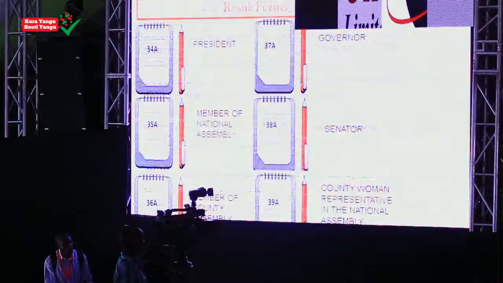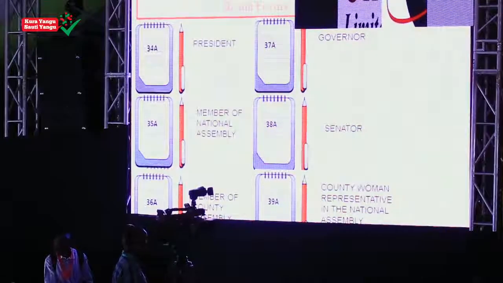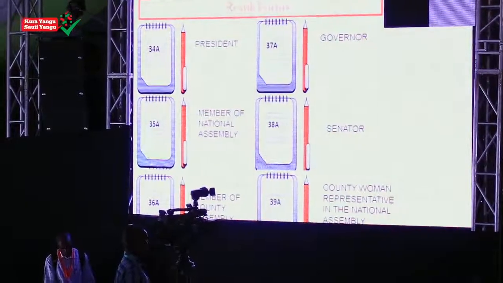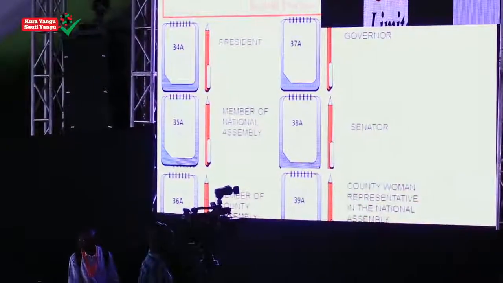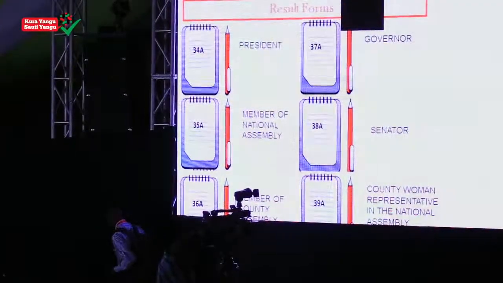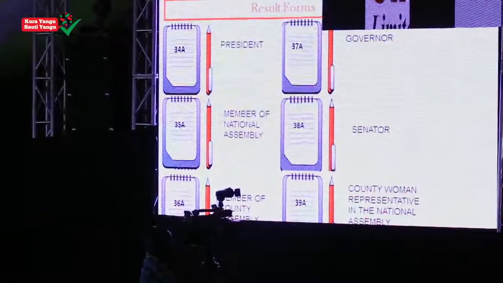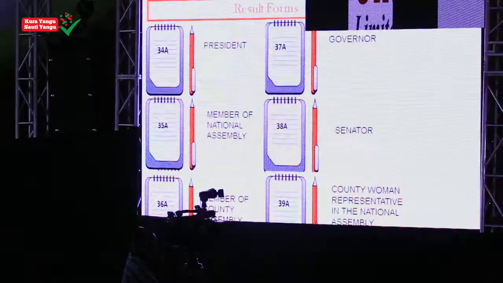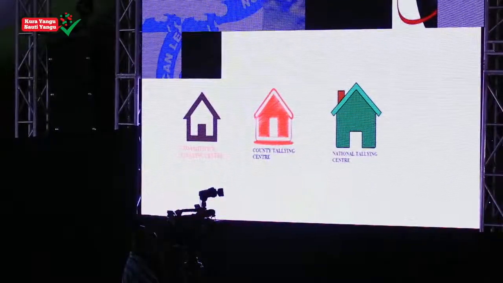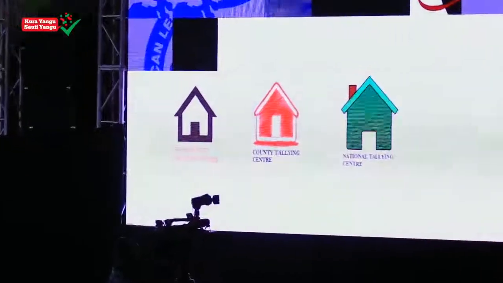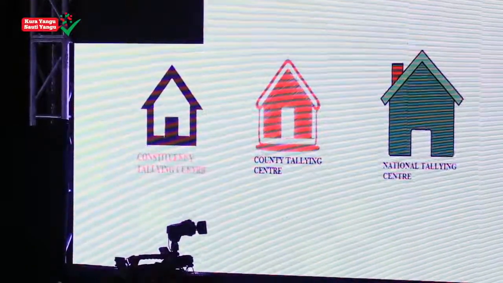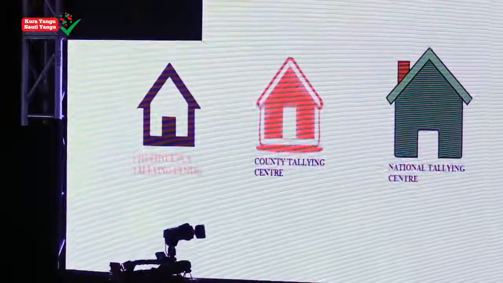Next slide. So essentially, this is what I was explaining. All this A series form, 34A for presidency, 35A for member of National Assembly, 36A for member of County Assembly Ward, 37A for governor, 38A for senator, and 39A for county women representative to the National Assembly are filled at the polling station, and those results are final. Next slide. After they have filled from the A series, they then move to the constituency tallying center. Those are the 3 tallying centers. We have the constituency, we have the county, and we have the national tallying center. Next slide.